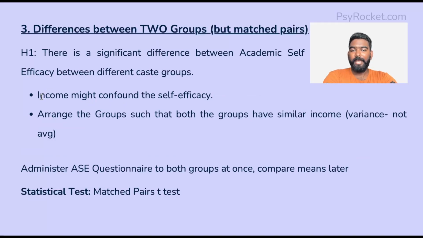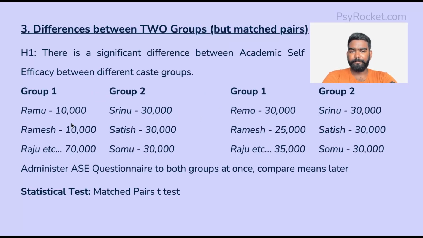Suppose, according to the literature, income might confound self-efficacy, either general self-efficacy or in some cases academic self-efficacy also. The family income or the individual's income will affect their general self-efficacy and academic self-efficacy. Suppose your caste group 1 consisted of these people. Ramu has 10,000 income, Ramesh has 10,000 income, and Raju has 70,000 income. In group 2, Srinu has 30,000, Satish has 30,000, Somu has 30,000, and so on.